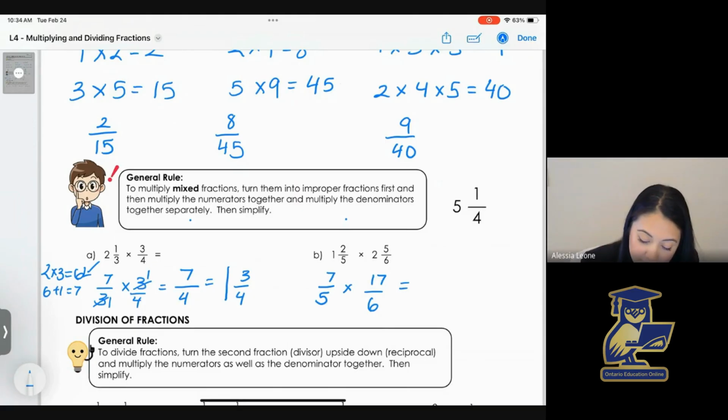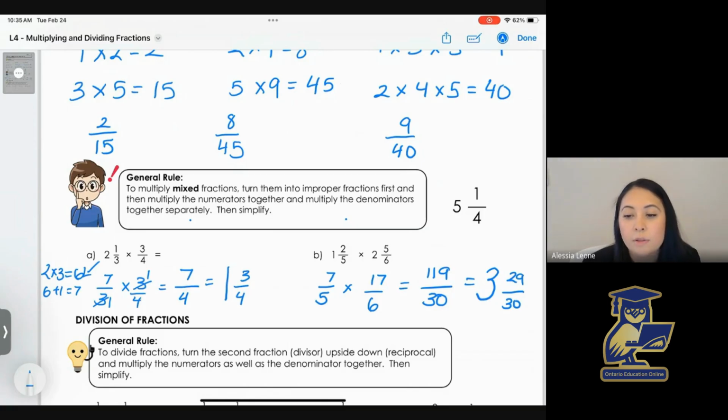So 7 times 17 is 119. 5 times 6 is 30. Now we have to convert this back to our mixed number. So how many times, and for this, you might have to grab a calculator, that's okay, how many times does 30 go into 119? So our big number is 3. And then we have to see what we are left over with, and that is 29 over 30. And we would not simplify that anymore. That will be our final answer.